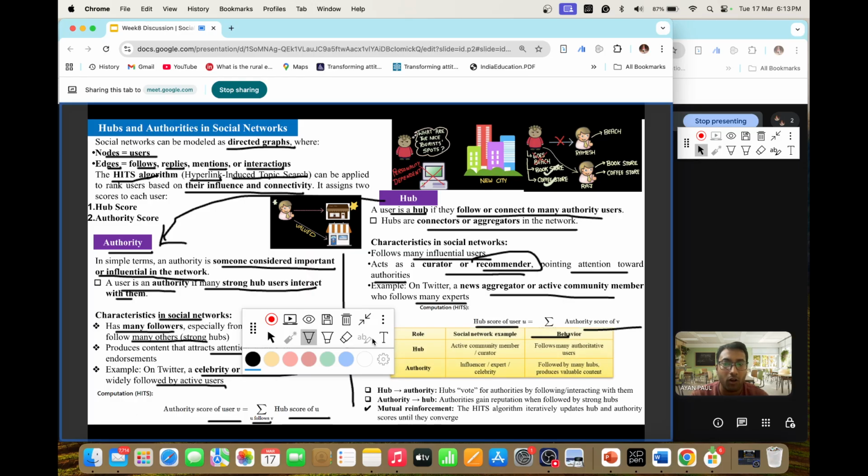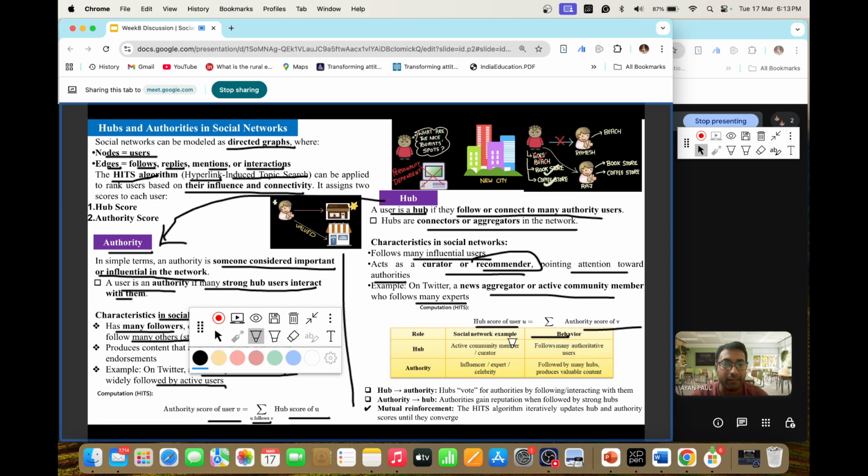Okay, so role: hub, active community member, curator. Social network example: if I am talking about a hub, it is an active community member or curator. Authority: influencer, expert or celebrity. Behavior: a hub follows many authoritative users, and an authority follows many hubs and produces valuable content. Hubs vote for authorities by following and interacting with them. Authorities gain reputation when followed by strong hubs.